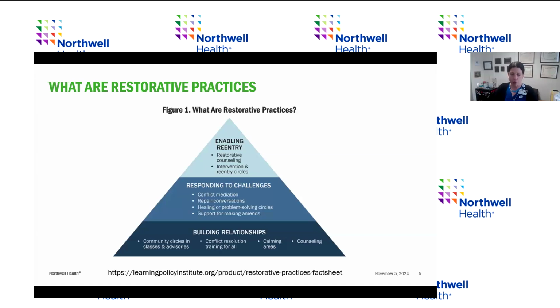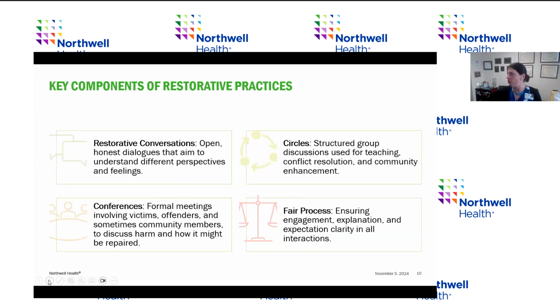And then as we move to the higher levels, conflict mediation, repair conversations, healing or problem solving circles, and support for making amends when a conflict happened, responding to those challenges. And then at the highest level, tier 3, when we have had issues with people that maybe need to re-enter our community, having that support for them, re-entry circles, interventions, and restorative counseling to help continue to support their healing becomes the focus of that last level.